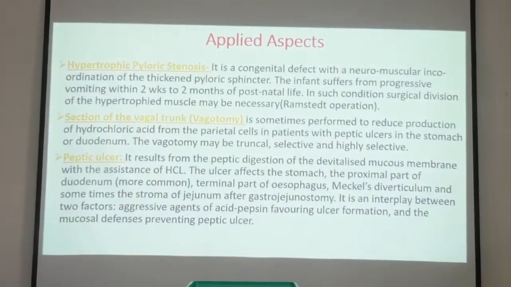We read earlier about the nerve supply. This parasympathetic supply is secretomotor. Parasympathetic means vagus, the supply of the vagus is secretomotor. That means it will help in secretion of HCl and different gastric juices. So you have to cut the vagus to prevent secretion of hydrochloric acid, which is increased during peptic ulcer. So it is performed to reduce production of hydrochloric acid from the parietal cells in patients with peptic ulcer in the stomach and duodenum. Peptic ulcer occurs in the stomach and first part of the duodenum mainly.